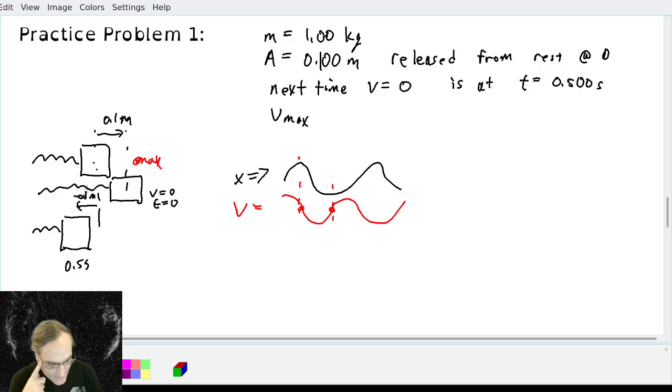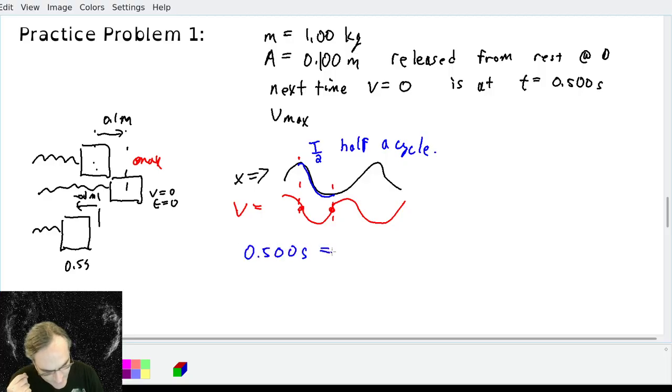How much of a cycle is that? Well, we're going from essentially our peak and coming down into a trough, and that represents half a cycle. So that means 0.500 seconds is equal to the period over 2. So the period is 1 second.